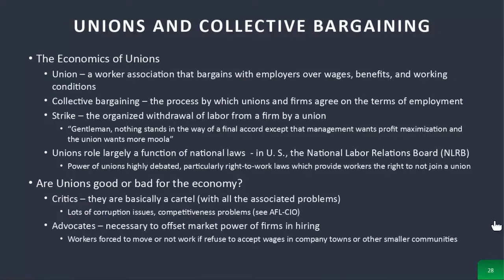Now, there's other things that influence structural unemployment. For example, unions and collective bargaining have an influence on structural concerns in the market. So a union is a worker association that bargains with employers over wages, benefits, and working conditions. And collective bargaining is the key tool they use to negotiate these benefits. Collective bargaining is the process by which unions and firms agree on the terms of employment.